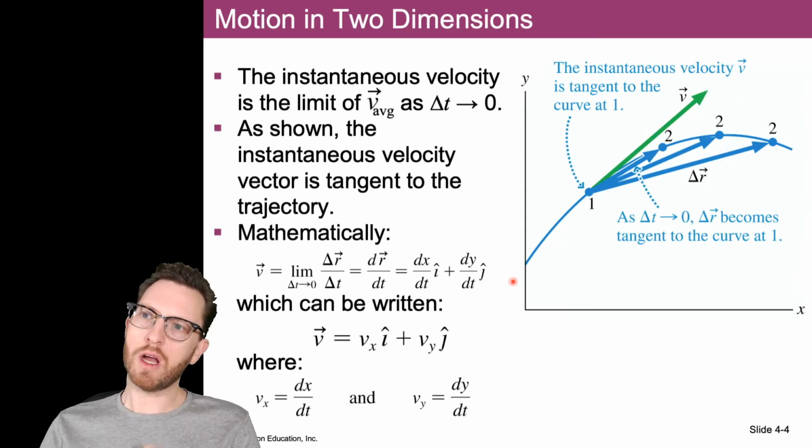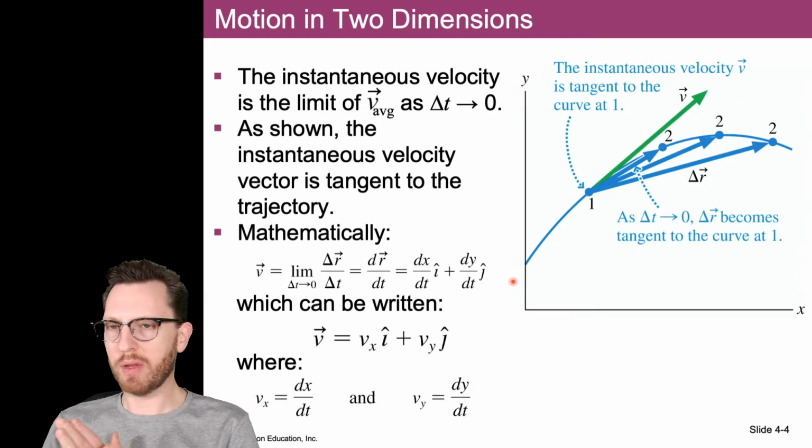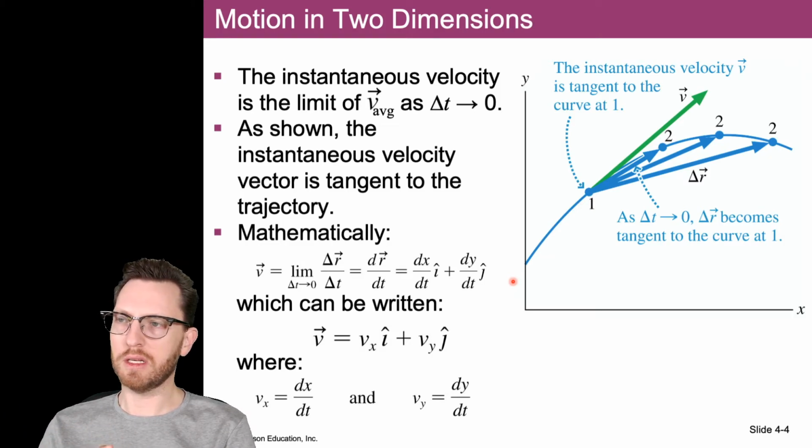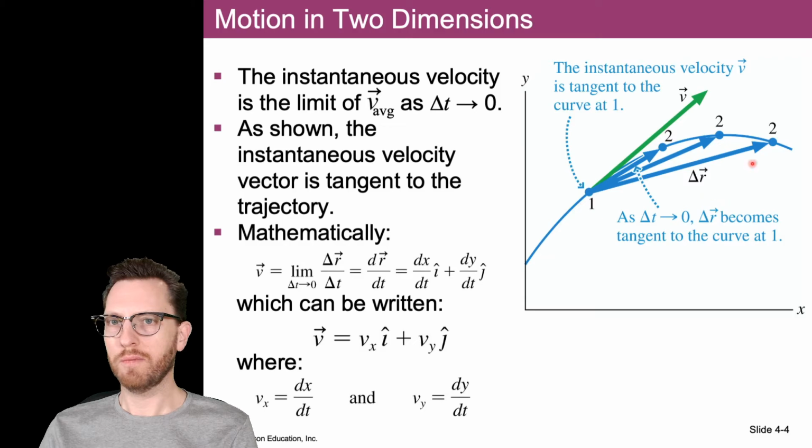Well, what if I want to talk about the velocity of an object moving in 2 dimensions at a very specific point? Just like we saw in the 1-dimensional case, the instantaneous velocity is the limit of that average velocity as I run delta t down to 0. If I keep shrinking this time interval down to smaller and smaller values, then v, the instantaneous velocity, is this limit of delta r over delta t as I shrink t to 0.